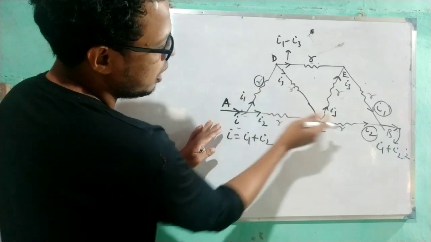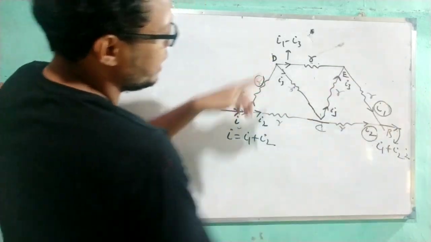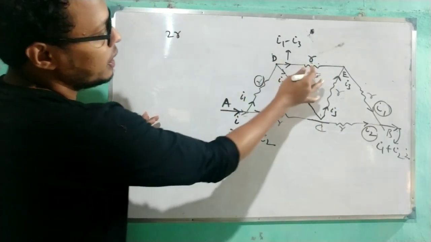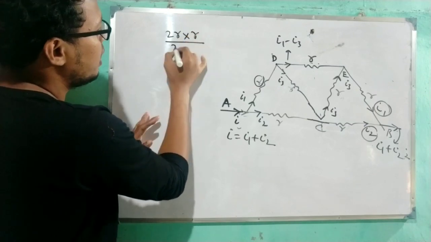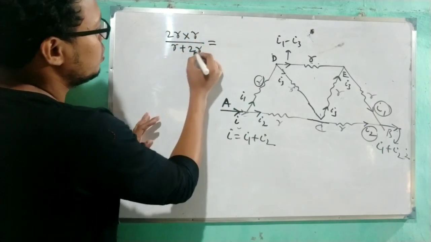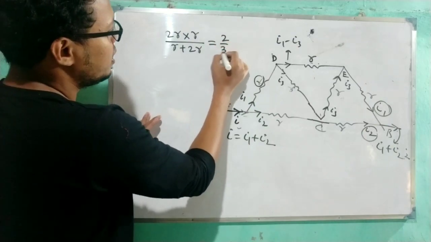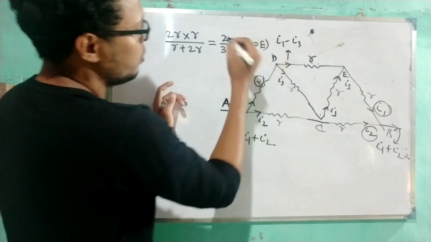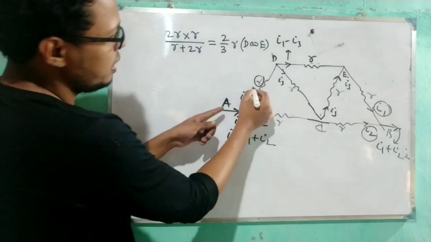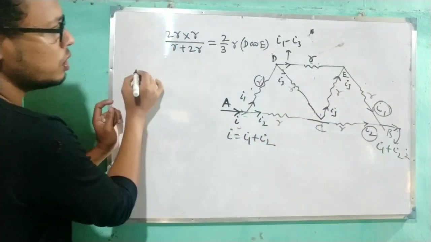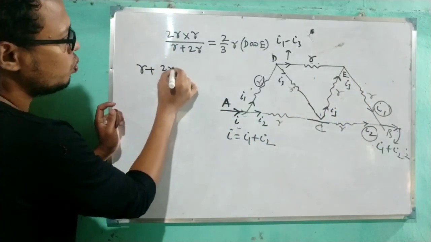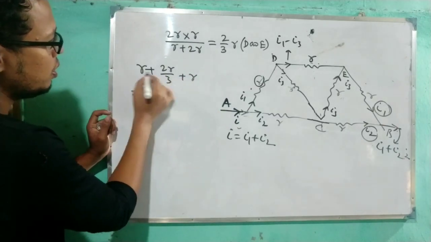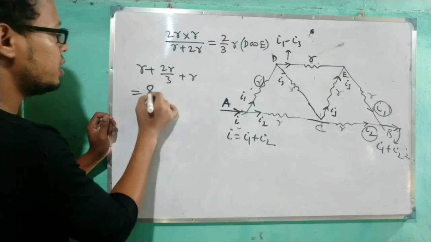So R, now find out the equivalent resistance in between B and D. Look, R series, they are parallel. R series means 2R, they are parallel with R, 2R by R plus 2R. So this will be 2R square by 3R, means 2R by 3 in between D and E. Okay. Now these are 2R by 3 and R series. So R plus 2R by 3 plus R. This will be 3R plus 2R plus 3R, means 8R by 3.